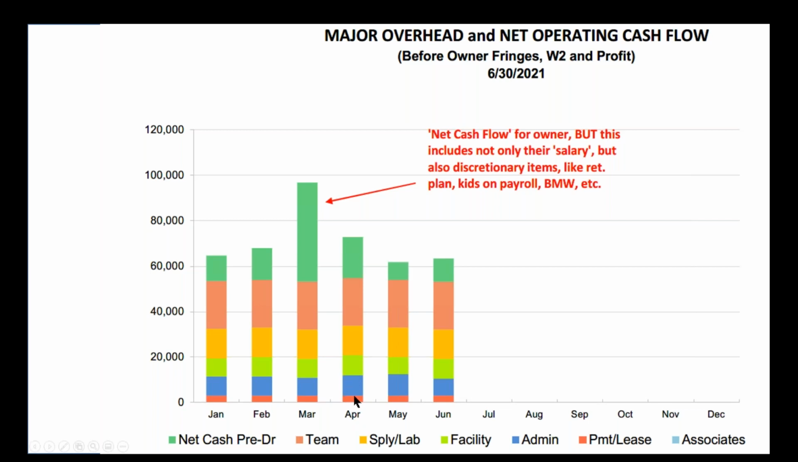And this little sliver down at the bottom here would be your loan payment or your lease payments if you're leasing equipment rather than buying it. And so you may or may not have that. And there's one other piece we're going to talk about, and that's where do we put dental associates. This particular example doesn't have any, but if they did, they'd be right here below the red. And we'll talk about why that is.